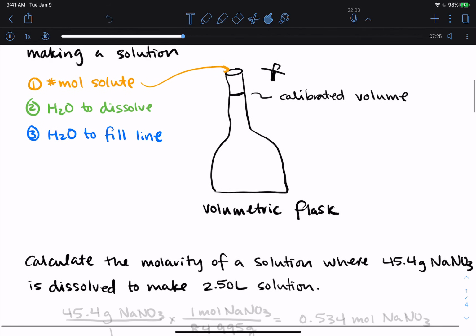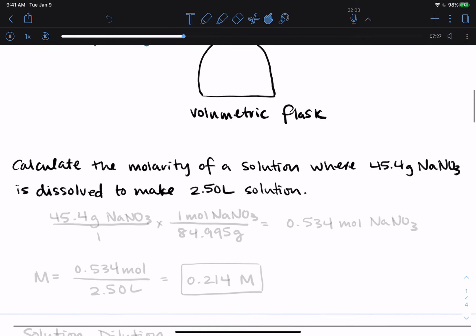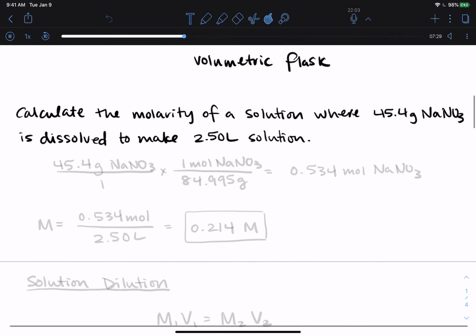So we are going to calculate the molarity of a solution where 45.4 grams of sodium nitrate is dissolved to make a total of 2.50 liters of solution. So we're given mass, and this is what you would do in lab. You would weigh out some mass. But for our molarity calculation, we need moles. So our first step is to find out how many moles of sodium nitrate we put into the flask.